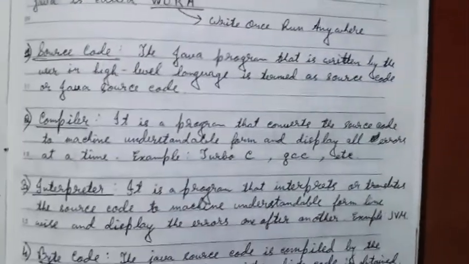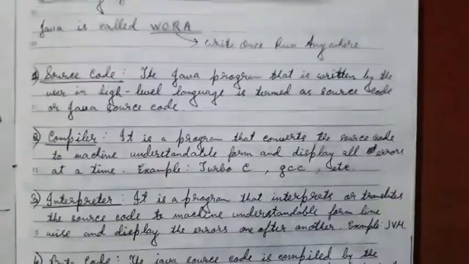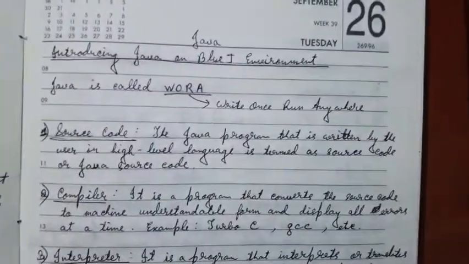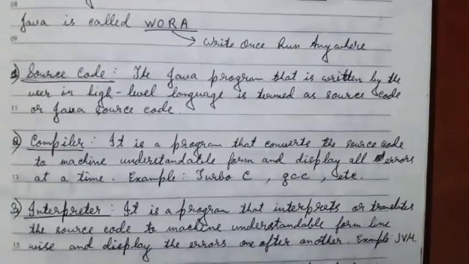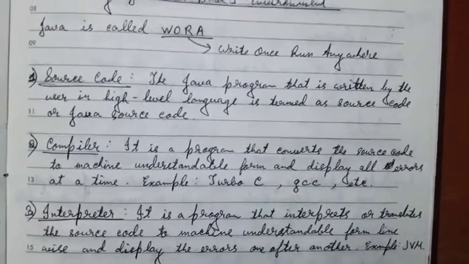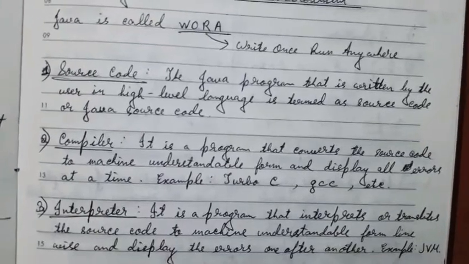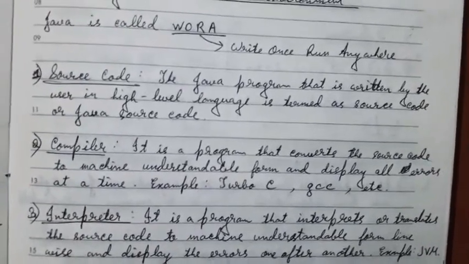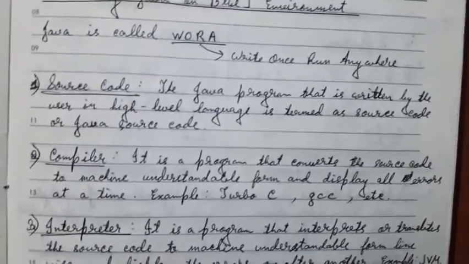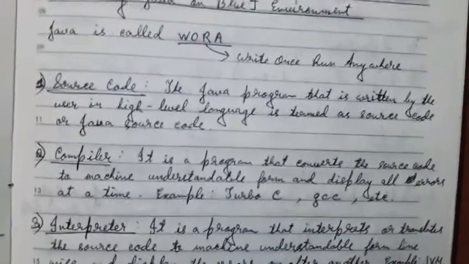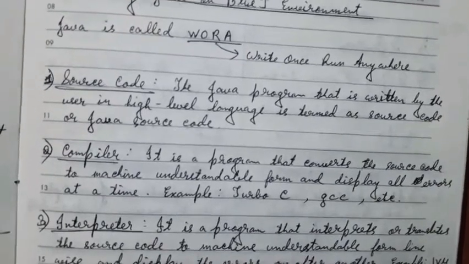Next part is the compiler. What is a compiler? Compiler is a program that converts the source code to machine understandable form. Machine understandable form means it's actually the binary form, and it displays all errors at a time. Now on the binary form or machine understandable form, the user doesn't need to know the machine binary form of the code he or she has written. So it must not be shown to the user. The user cannot see the binary form of his or her code.